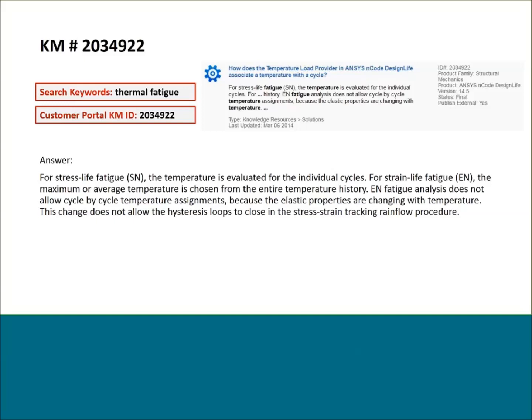There are elastic properties that change with the temperature. This change does not allow the hysteresis of the stress-strain tracking rainflow procedure. So in this case, stress life is probably more accurate in how it applies temperature. But there are other reasons why you may or may not want to use strain life in the analysis as well. This is an indicator of how Design Life handles the temperature behind the scenes.